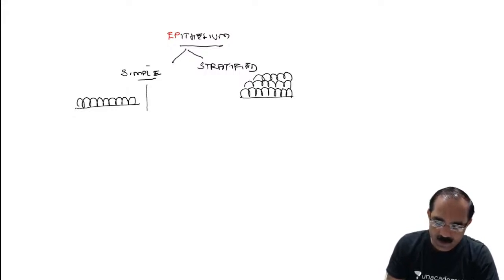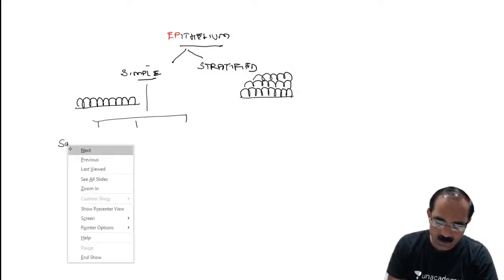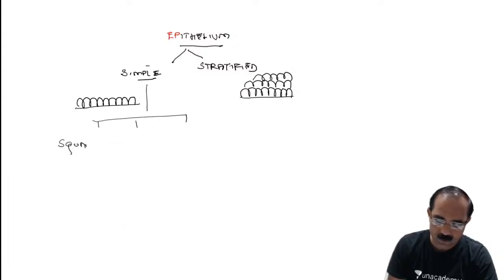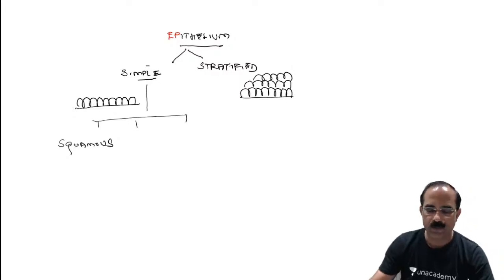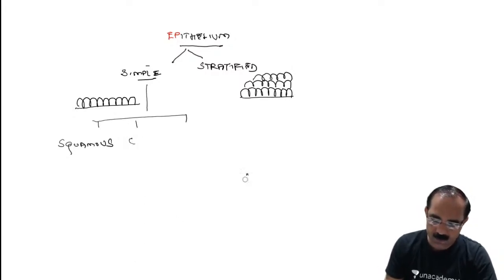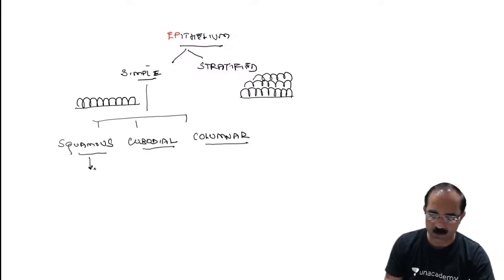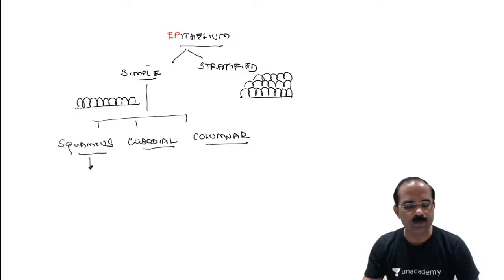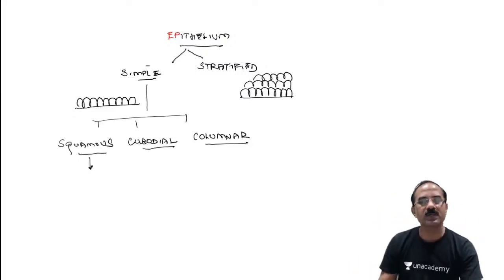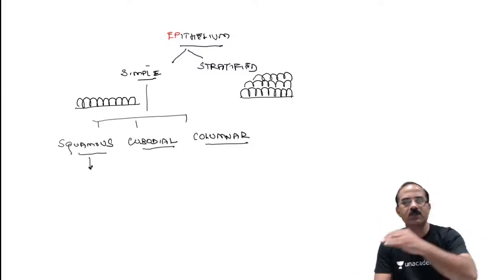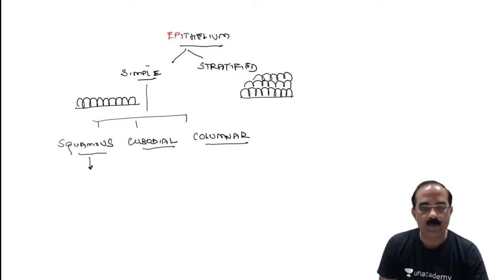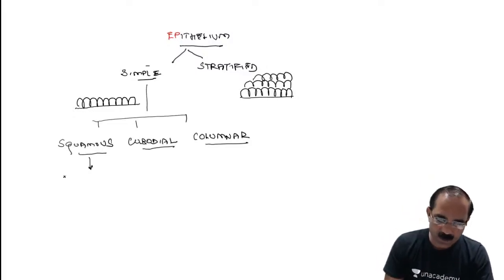Now simple epithelium is of three types. It's simple squamous, simple cuboidal, and simple columnar. Tell me students, what is the example of simple squamous epithelium? Let it be an interactive session. Come on students, where do you get the simple squamous epithelium? You get this in alveolus.